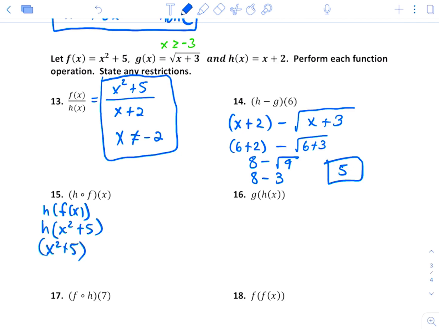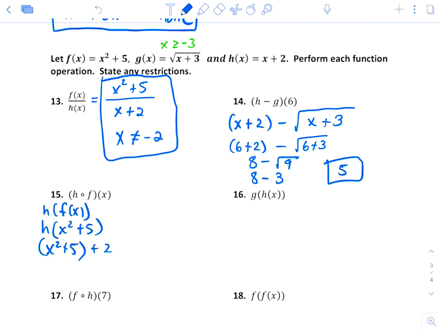Notice how anytime I substitute, I'm putting parentheses around it. That's so that I don't accidentally lose a sign or forget that I have an exponent or forget to distribute something if I would have something out in front. So anytime you substitute into a letter, it's always a good idea to put that into parentheses so you don't accidentally make an easy algebraic mistake.